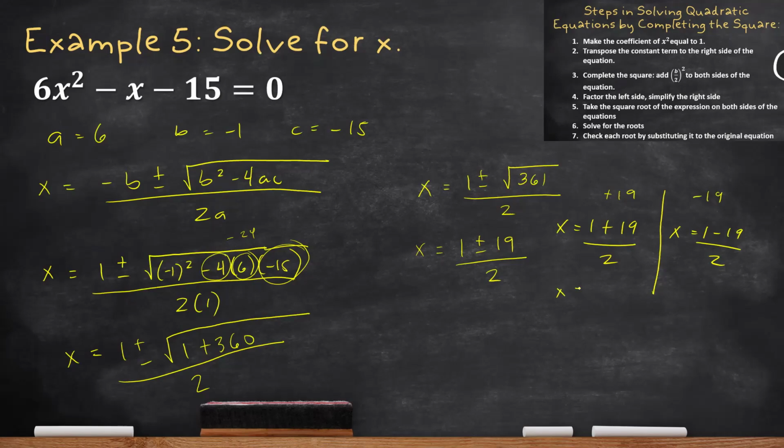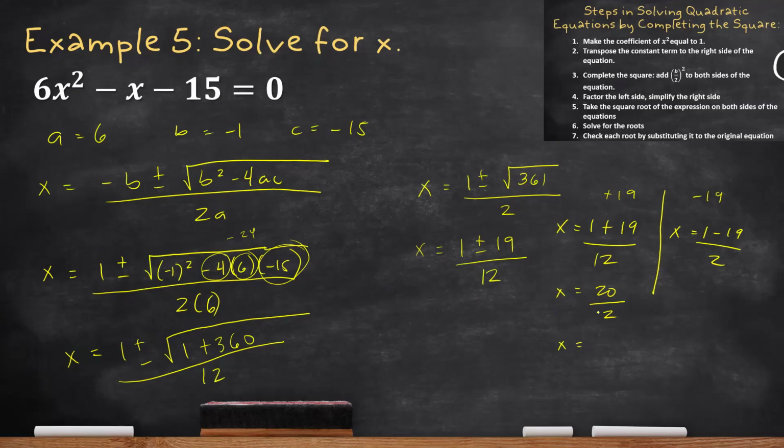So, 1 plus 19, that is equal to 20 over 2. And 20 over 2, that is equal to x equals what? Oh, wait. This should be 2 times A. A is 6, right? It should be 6. So 2 times 6, it should be 12. Tama? Yeah, this one should be 12.